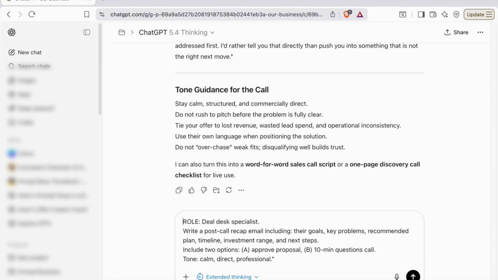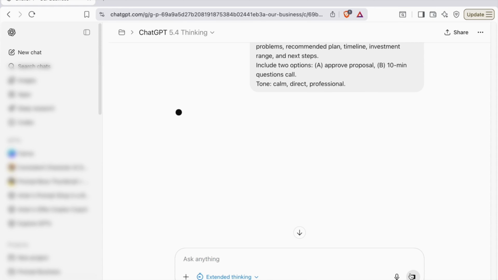We're going to be allowing the large language model to serve as a deal desk specialist. We needed to write a post-call recap email that includes the prospective customer's goals, their key problems, their recommended plan, their timeline, their investment range, and the next steps, and include 2 options: approved proposal or a 10-minute questions call. You want to keep it calm, direct, and professional. So we'll hit enter here.